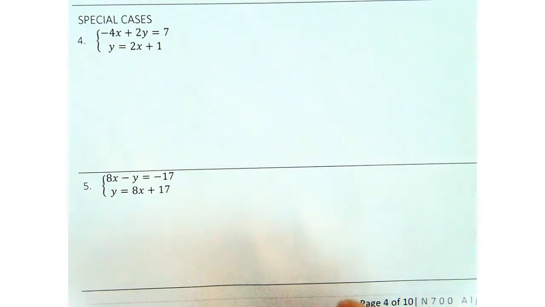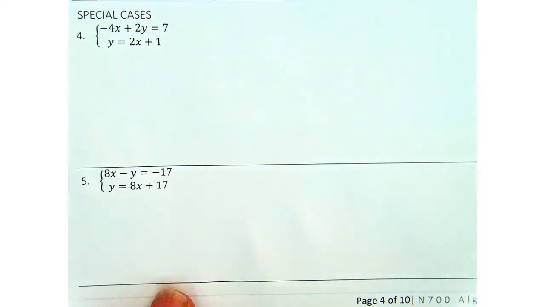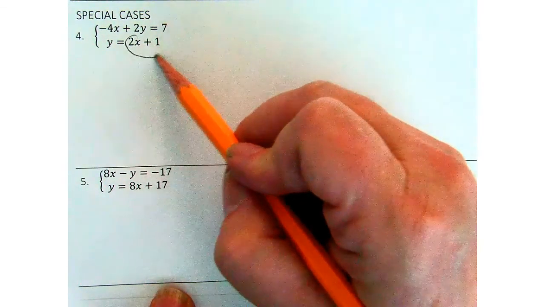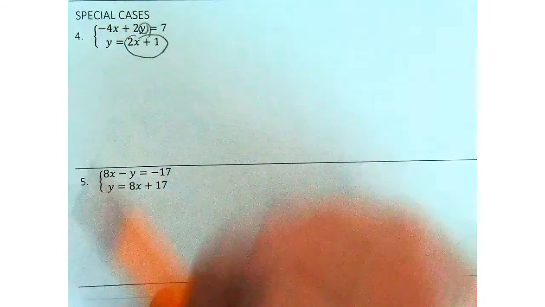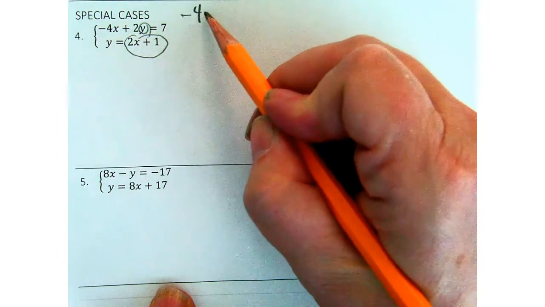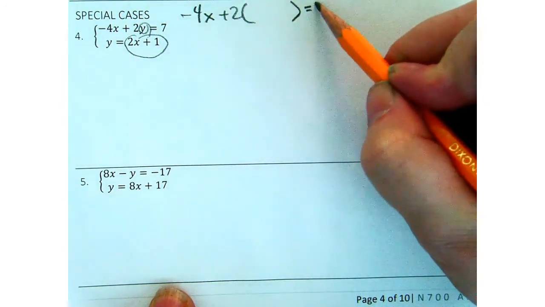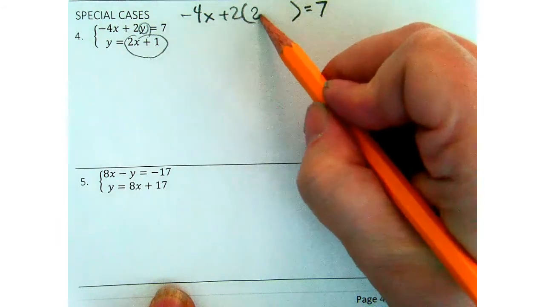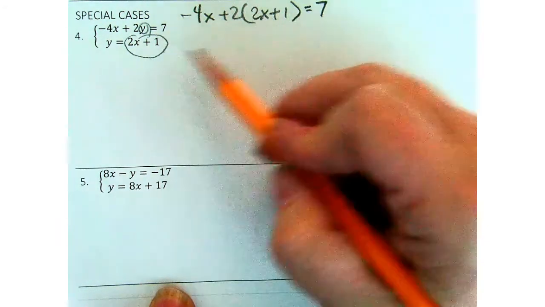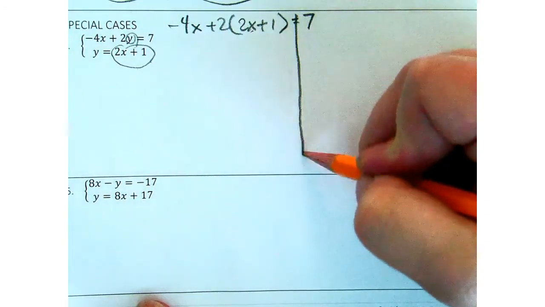Now we will see what special cases look like when solved by substitution. In this case, y equals 2x plus 1. So we rewrite the other equation with a parentheses in place of the y. Fill in 2x plus 1 in place of the y. Solve for x.